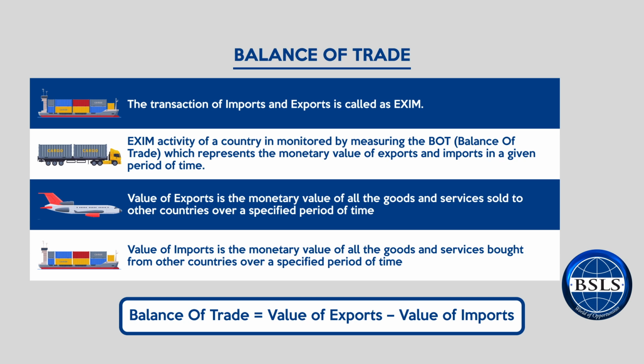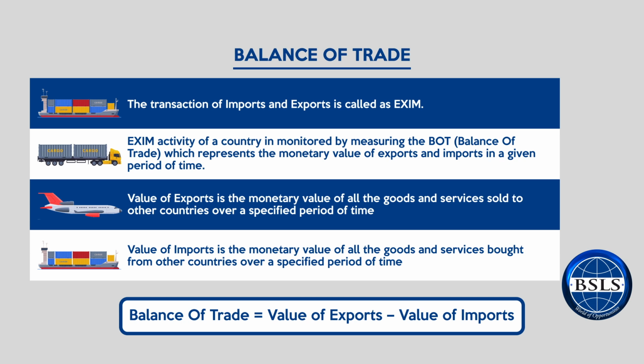Let us assume country A is exporting rice, pulses and minerals over a period of 1 year. Let us assume that country A has exported rice for a value of about $5 million, pulses for a value of about $2 million and machines for a value of about $3 million. Therefore, the total value of exports for country A in 1 year equals $10 million.